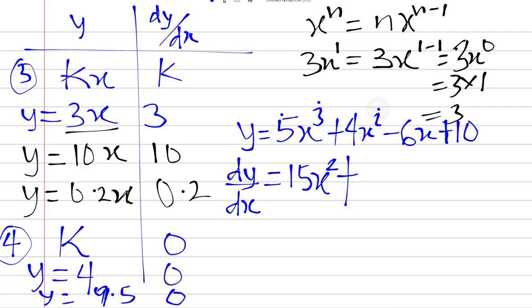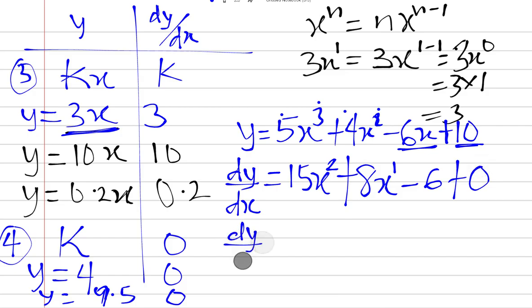Plus 2 times 4, that's 8. Are you seeing that now? Then x, 2 minus 1 is 1. Then minus 6x. If you differentiate 6x, what will you get? You will get 6. Are you seeing that now? Plus, if you differentiate 10, is it having x? No. That means it will become 0. Are you seeing that? So that means our dy dx here is equal to 15x squared plus what?